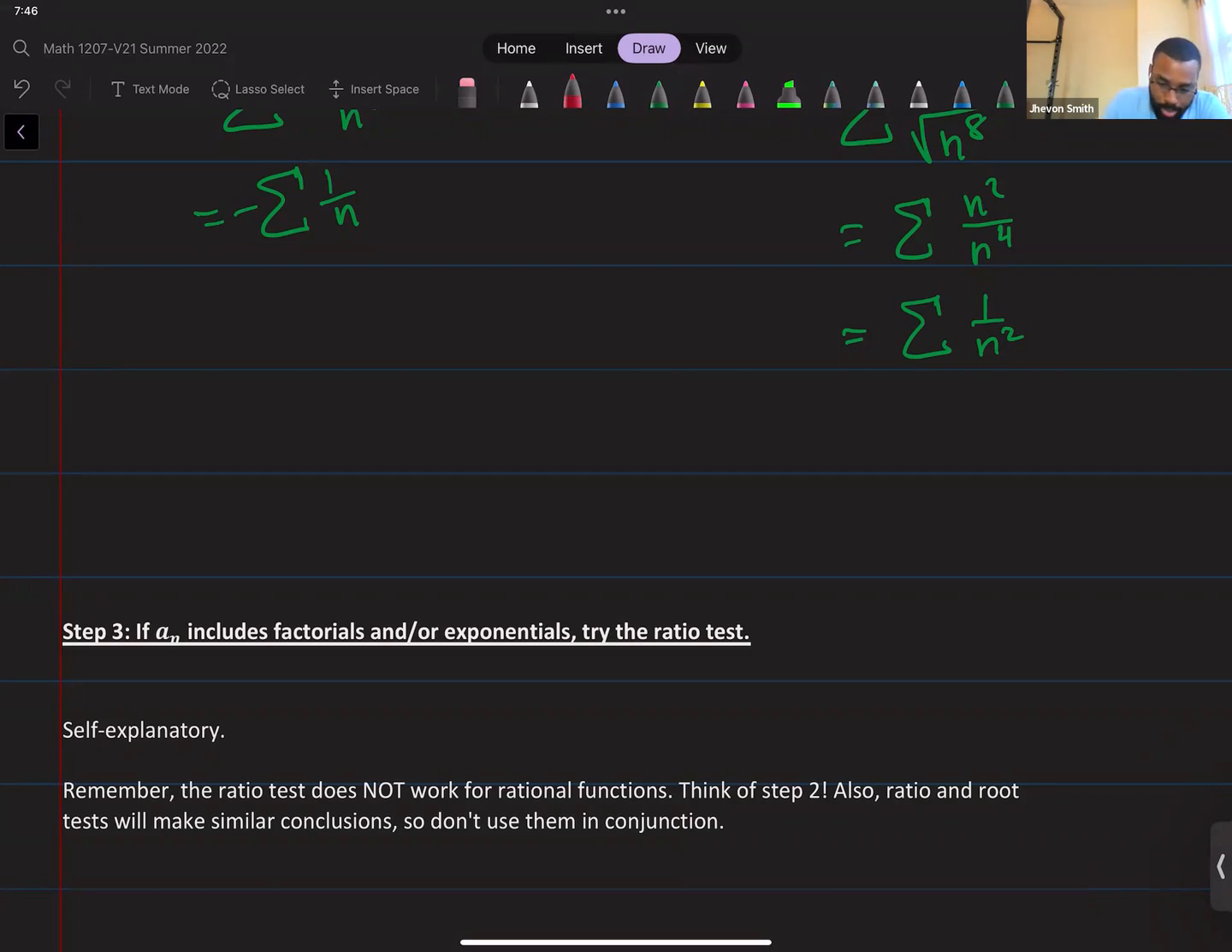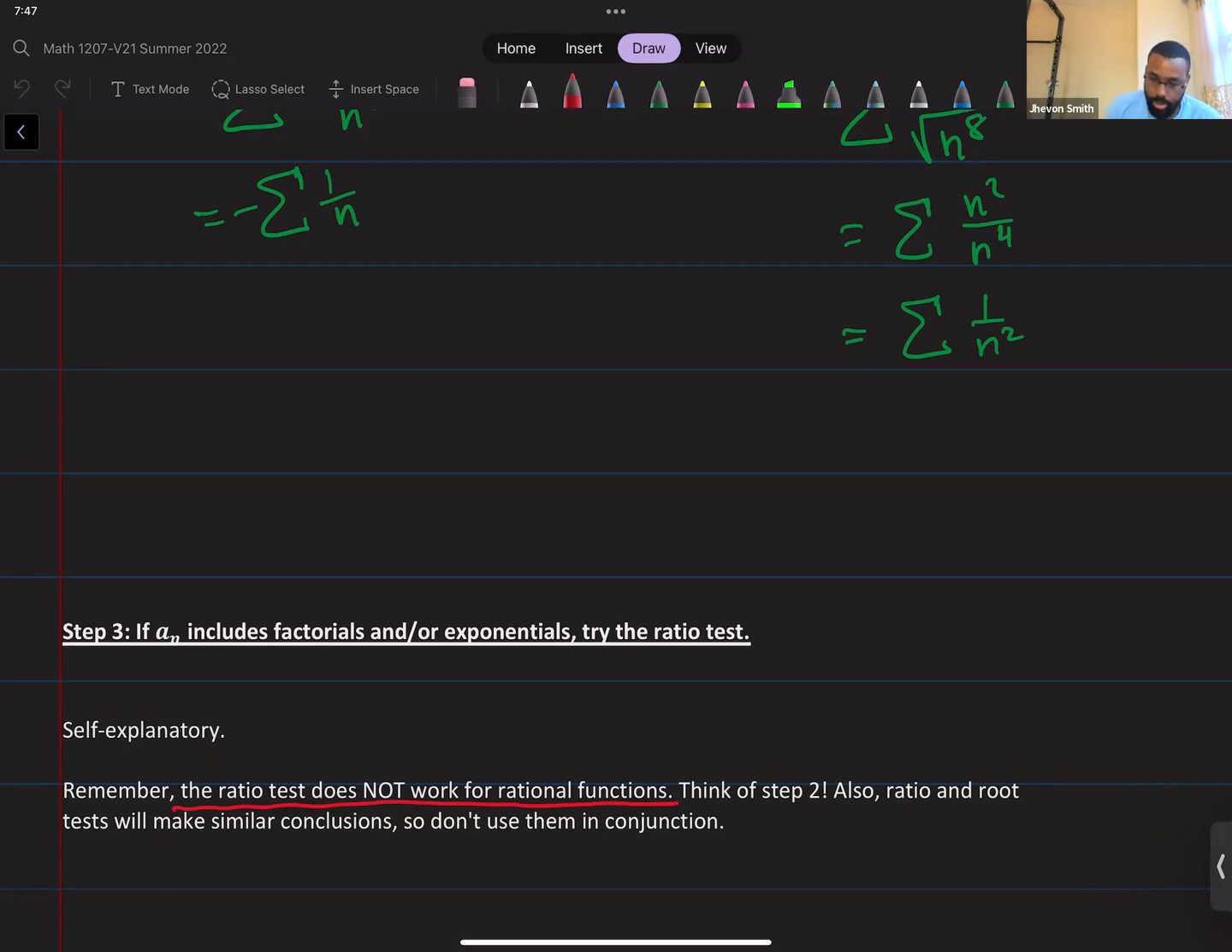Also remember, the ratio test does not work on rational functions. You'll always get inconclusive. The ratio test means you test L, which is the limit of, in absolute values, a sub n plus 1 over a sub n. A sub n plus 1 and a sub n will always be the same degree if they are rational functions, and that will give you L equals 1. Now, the ratio test is inconclusive when L equals 1. However, if L is less than 1, it converges absolutely. And if L is greater than 1, it diverges, right?